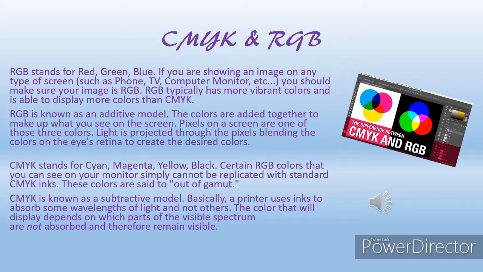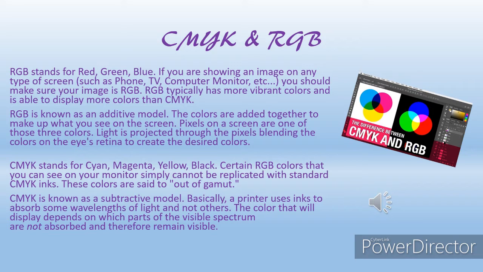RGB stands for red, green, and blue. If you are showing an image on any type of screen such as a TV, computer, monitor or phone, you should make sure your image is RGB. RGB typically has more vibrant colors and is able to display more colors than CMYK. Pixels on a screen are one of those three colors. Light is projected through the pixels, blending the colors on the eye's retina to create the desired colors.